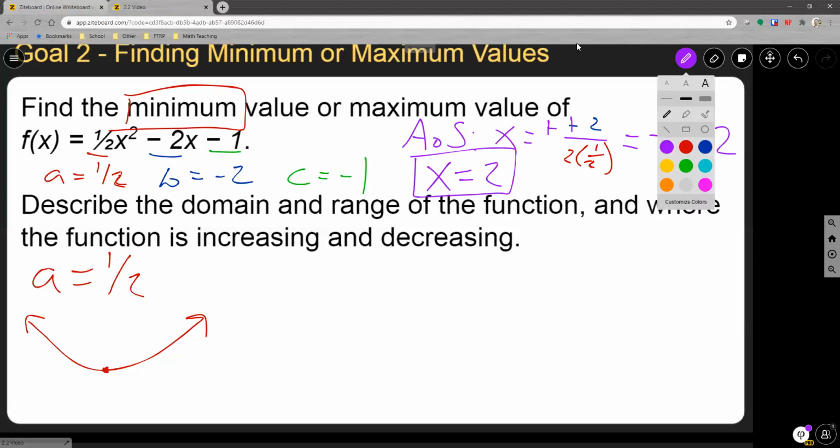And then lastly, my c value tells me where my y-intercept is. So I've already got some information about my graph. I know it's pointed up because my a value is positive. I know my axis of symmetry is at 2, and I know I've got a y-intercept at -1. So I could graph that very easily. In this case, though, what I really need to do is determine my vertex.